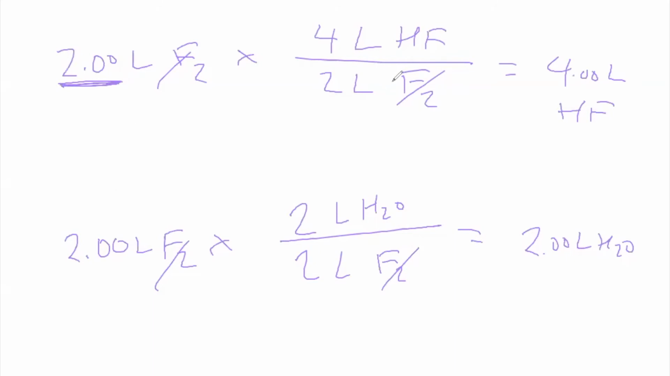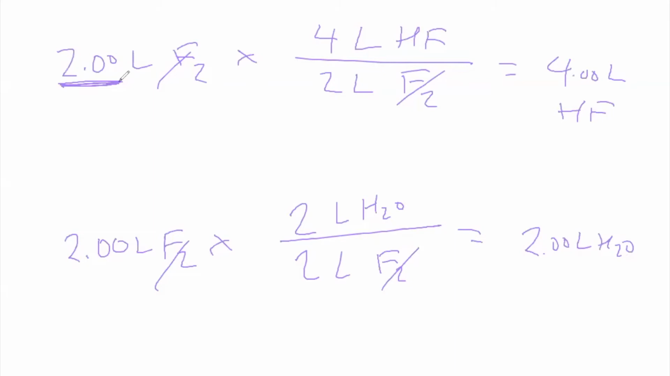But this would work for any amount of volume. So if we instead had 1 liter of fluorine, and we're just told that's what we had, then what you'd have would be 1 liter of water produced. For every 1 liter of fluorine, you also have 1 liter of water. But for every 1 liter of fluorine, you'd have twice that of HF. So if you start with 1 liter of fluorine, you'd get 2 liters of HF produced.